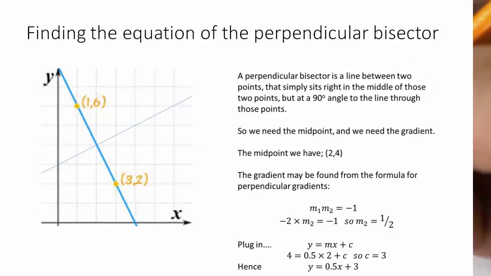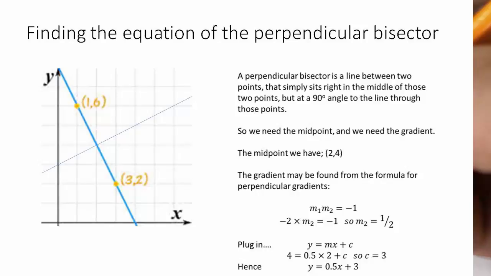First thing I want to point out is that a perpendicular bisector is simply a line which goes slap bang through the middle of 2 points and at 90 degrees, or perpendicular. Hence perpendicular bisector. Bisect because it cuts it in half, perpendicular because it's at right angles. So how are we going to find this? Well, we need two things. We need the midpoint, and if you remember we worked that out earlier. The midpoint is (2, 4).